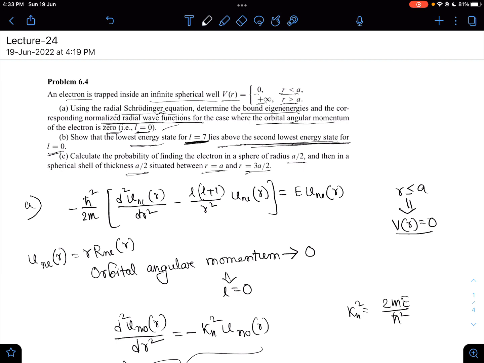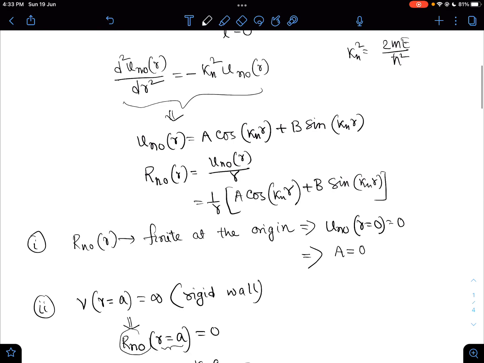So now we have to proceed with the third part. We have to calculate the probability of finding the electron in a sphere of radius a by 2. And we also have to find the probability of finding it in a spherical shell of thickness a by 2, which is situated from a to 3a by 2.